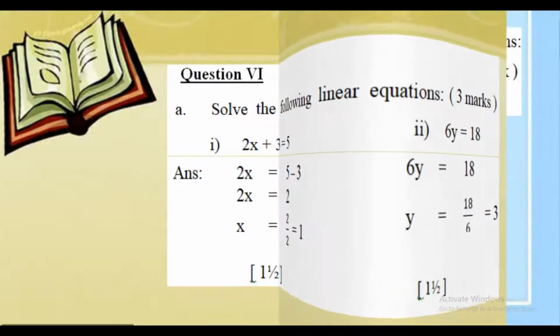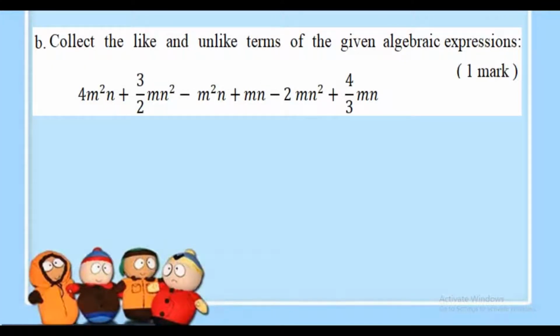Let's move to the next question. Collect the like and unlike terms of the given algebraic expression. The given algebraic expression has 6 terms. It carries 1 mark. To identify one pair of like terms, you will get half mark. To identify one pair of unlike terms, you will get the next half mark.